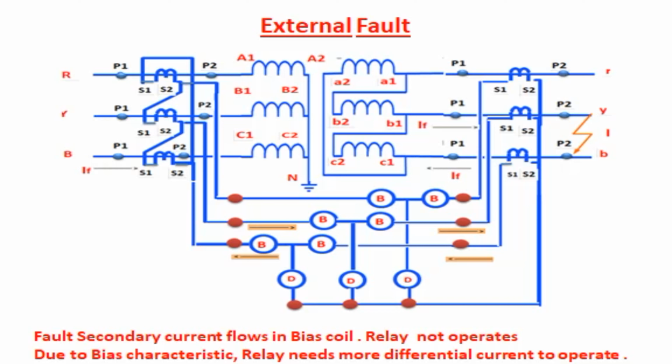External fault. You see in this figure, an external fault has occurred externally, that is a Y-B fault after the CT secondary of the delta side. The current flows from Y phase to B phase and circulates in the primary system. In the same way, the current from the CT secondary goes to the relay and circulates among them. Fault secondary current flows in the bias coil, relay does not operate. Due to the bias characteristic, the relay needs more difference current to operate.